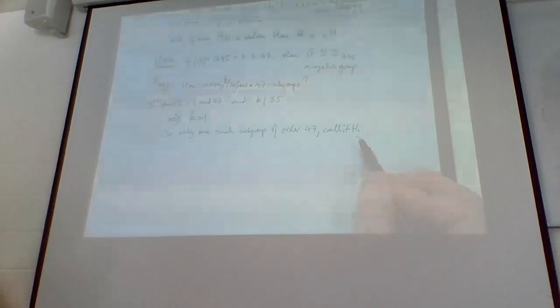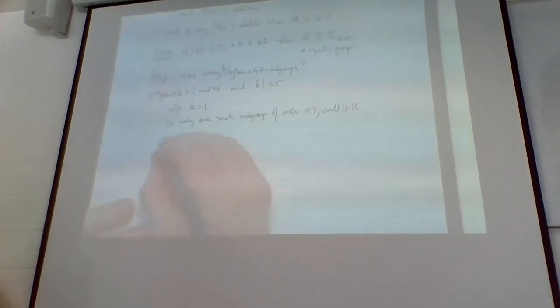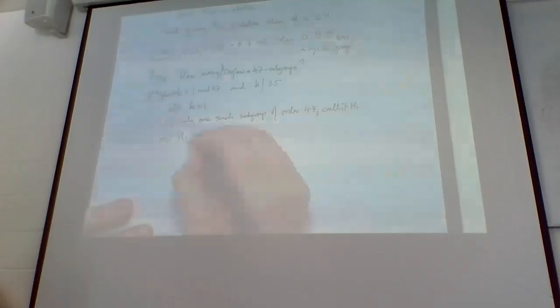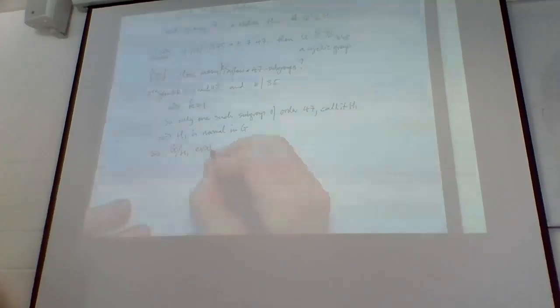Now, there's only one of these, so it's normal, because every conjugate of H1 is a subgroup of size 47, but there's only one such subgroup, so every conjugate of it must be itself. That's the standard argument: only one subgroup of a certain size implies H1 is normal. So we can speak of a factor group. This exists.